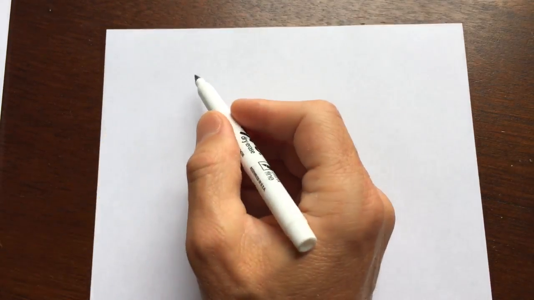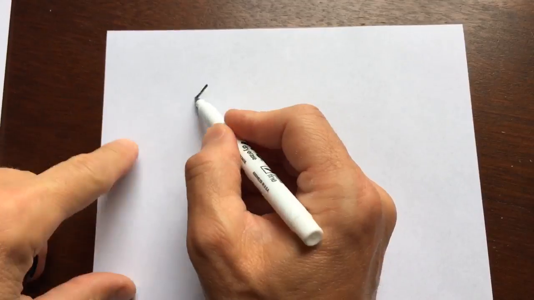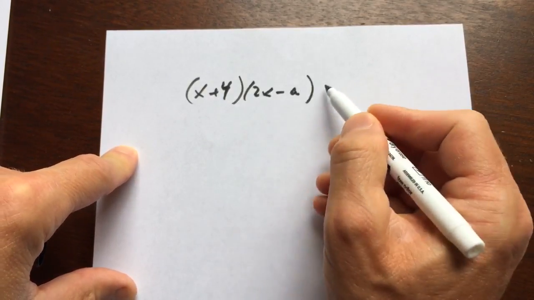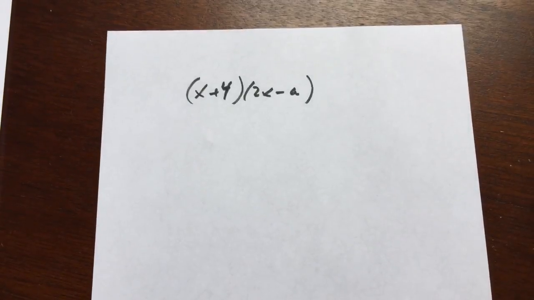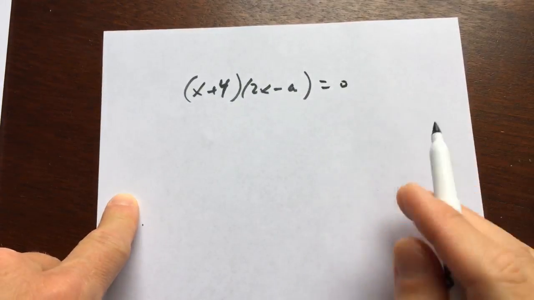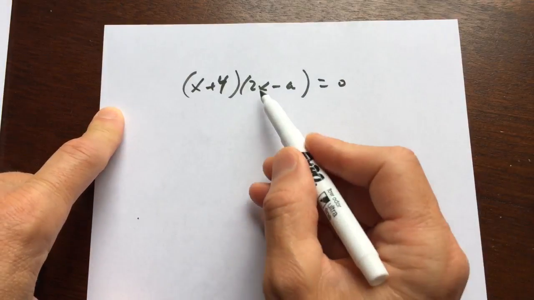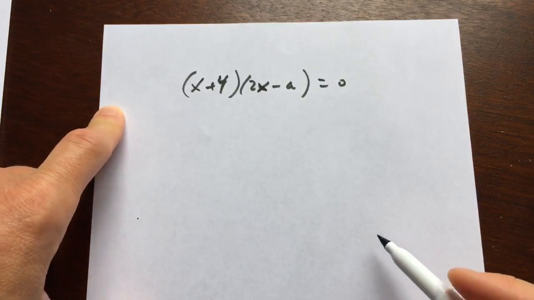Do you guys have some questions for me? Bob's asking a good one. You've got x plus 4 times 2x minus a equal to 0, and you're wondering how to find a. That's a good question. What do you guys think? What would you do to solve this?